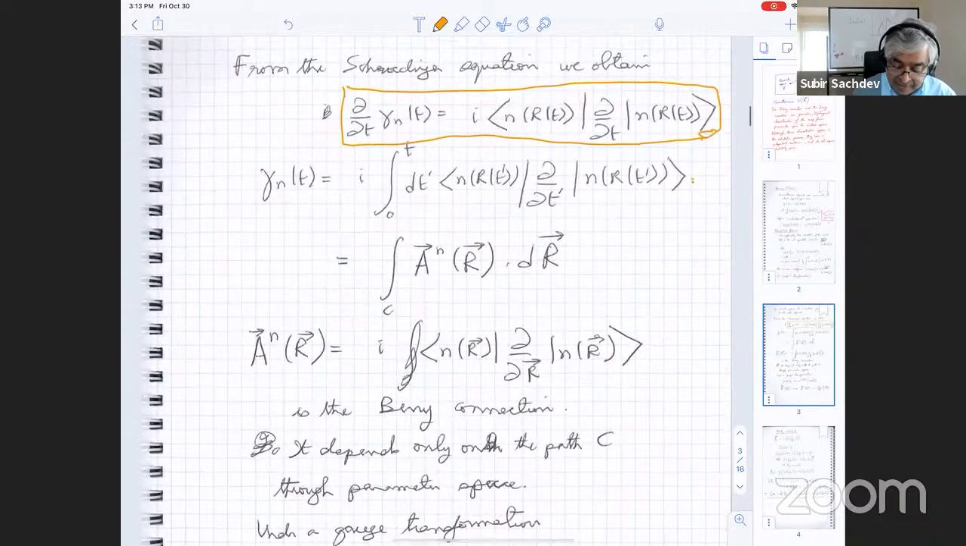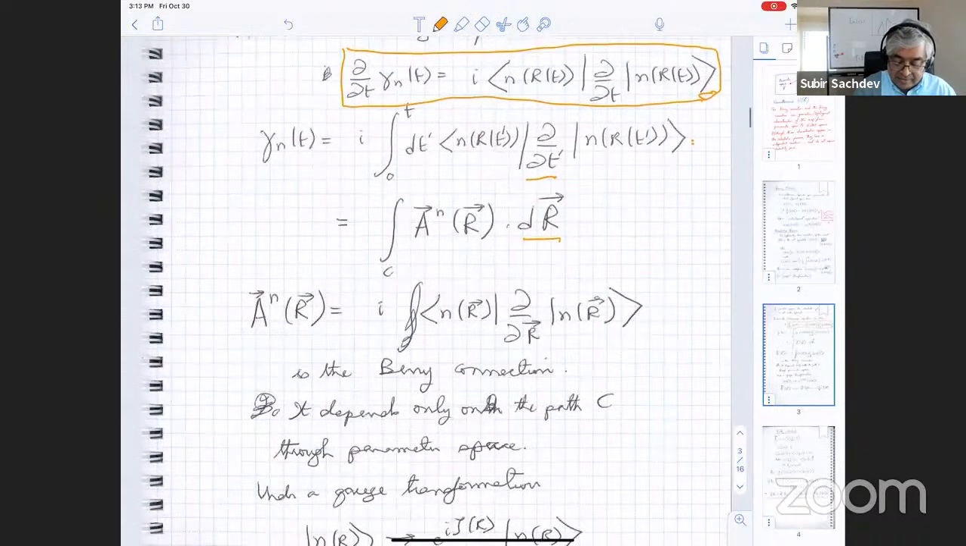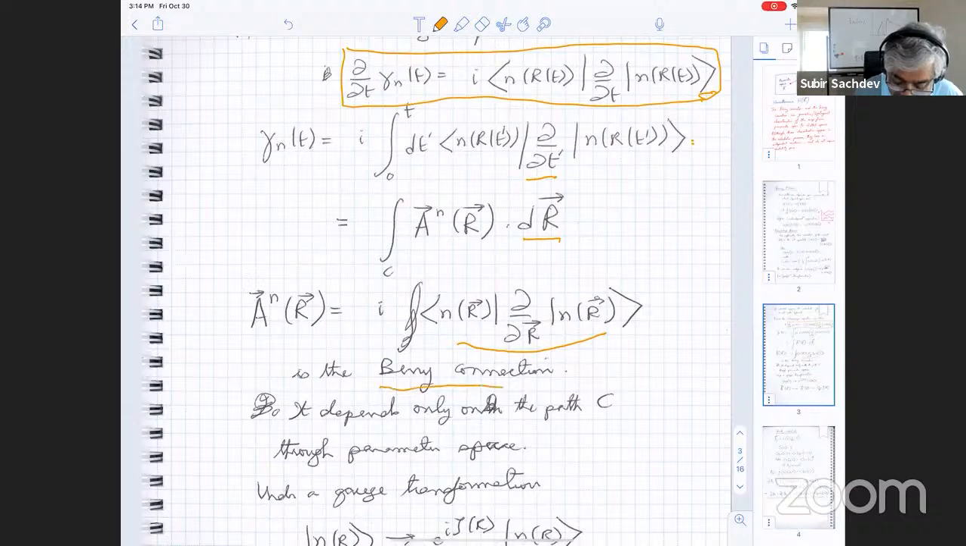So this thing, I can now lose the chain rule and write it as an integral over R, over parameter space, rather than over time. And then you get this A, so this vector A, this is a vector in parameter space now. You want to get rid of the time dependence as much as you can and refer everything to parameter space, dotted into dr. And this A is then the R derivative of n of R. Okay. So this is what's called the Berry connection, A of R. It has nothing to do with, no reference to any time variation.